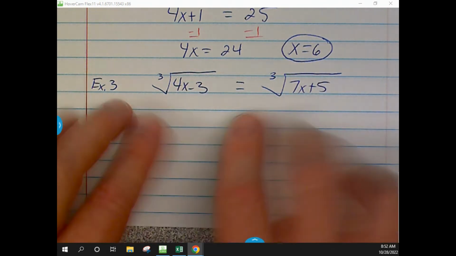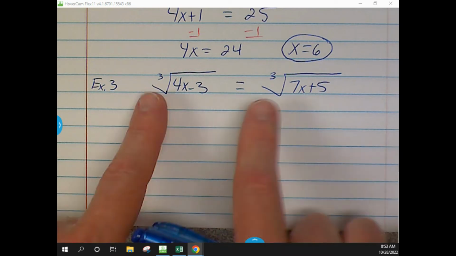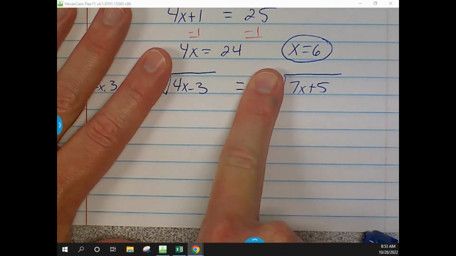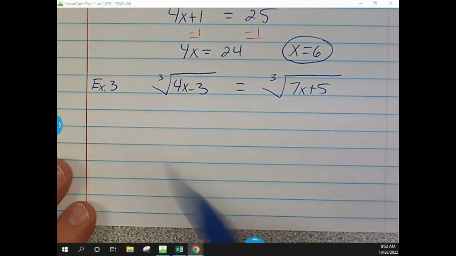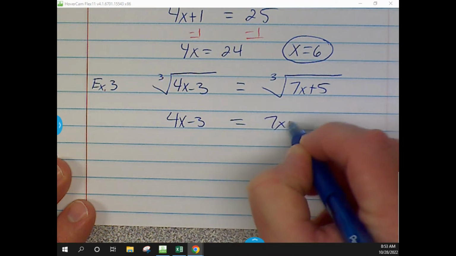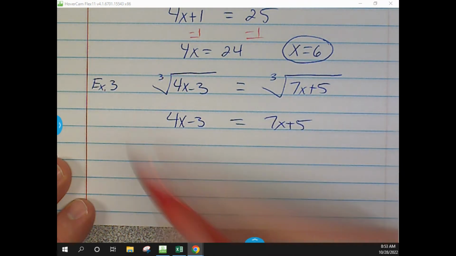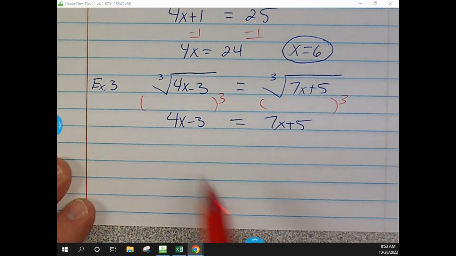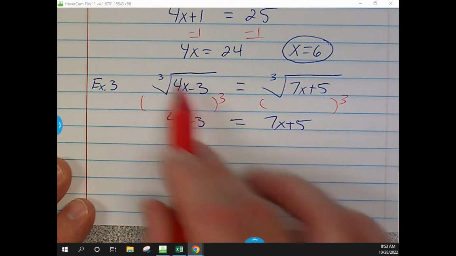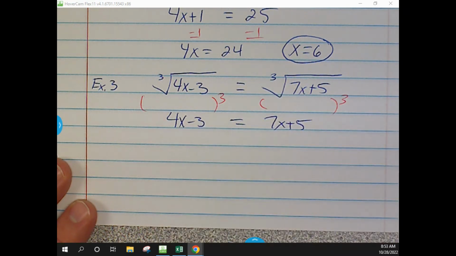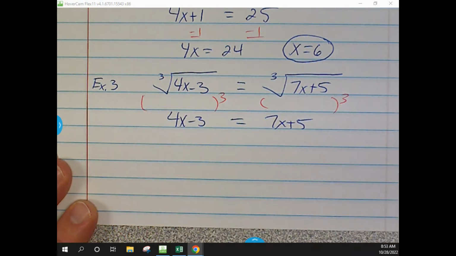So as long as it's just 2 radicals and they're both the same index, that's really no different than saying this is just 4x minus 3 equals 7x plus 5. So at that point, you really can just get rid of the radical itself. Because we could look at it saying that, okay, we're going to raise both sides to the third power. But if you do that, you've got the third root and third power, so they cancel each other out. So you're left with just 4x minus 3 and 7x plus 5. And again, now it's just a regular solving equation.